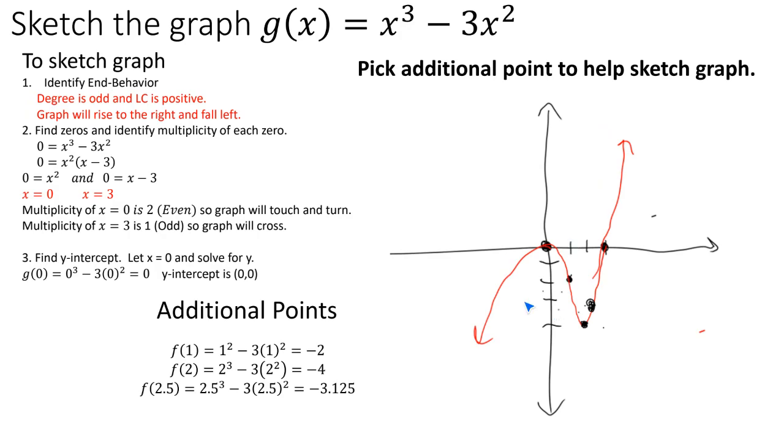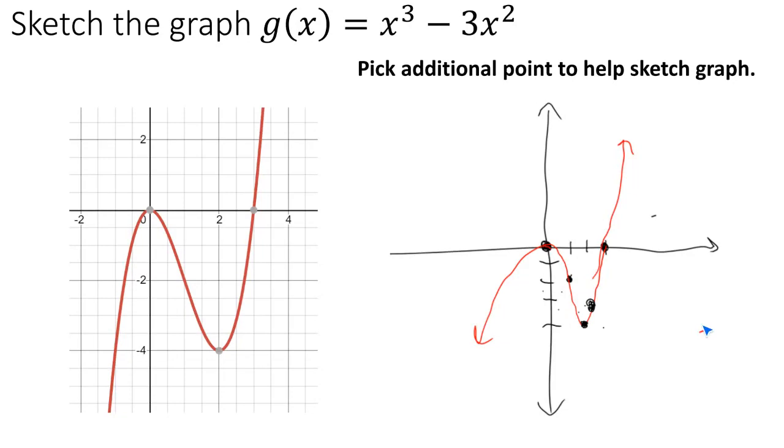If I plot those points, then I can see that the graph is going to fall down this way, come here, touch the 0, then turn, and come back up. So that's how we would graph this polynomial. This is my sketch, and you can see it looks really sketchy. And then here's the Desmos graphing calculator graph. It looks a lot neater and prettier, but I wanted you to get the idea of how you would do it.